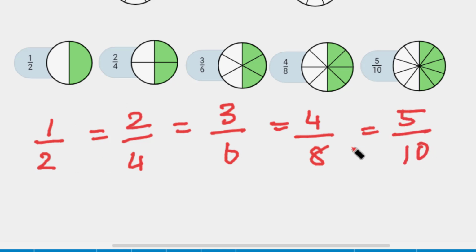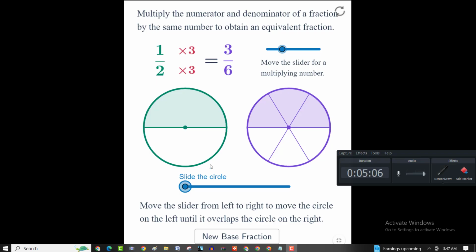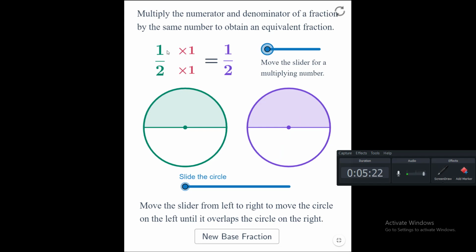Yes. Now, we are seeing this with visual representation, but in exam or in real life, we won't go with visual representation. In order to find the equivalent fraction, we are going to multiply the numerator and denominator with the same number. So, you just see here. Okay. Initially, I am having 1/2. If I am multiplying both numerator and denominator by the same number, you are getting equivalent fraction, right?